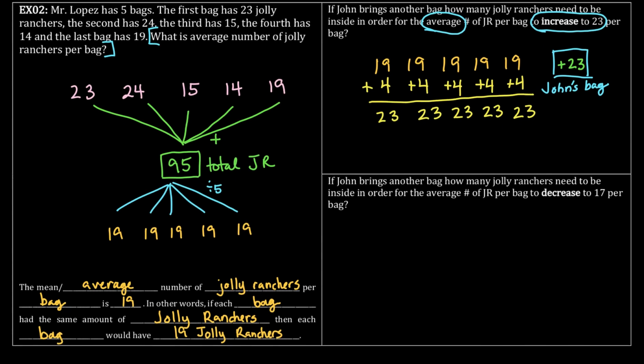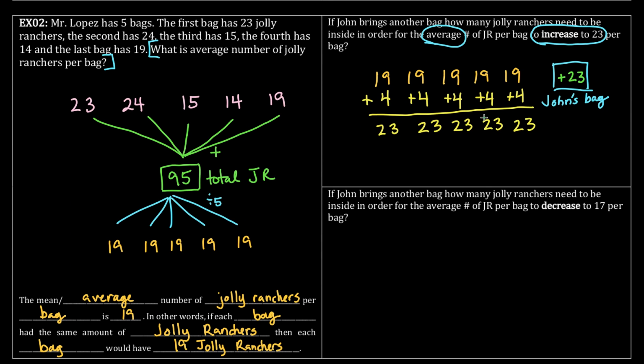Okay, cool. So John would have to bring 23. But he would also have to bring 4 for each bag. So he'd have to bring 4 plus 4 plus 4 plus 4 plus 4, 1, 2, 3, 4, 5, and the 23. So 23 plus 20 is 43. He'd have to bring 43 Jolly Ranchers.